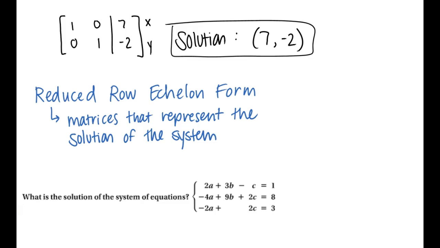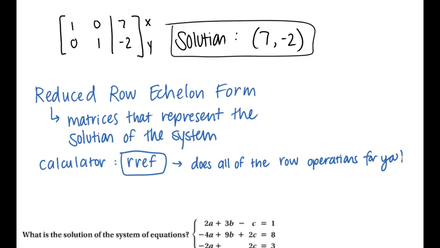This matrix that we ended up with in the last example is in the form that we call reduced row echelon form. That's because it represents the solution of the system, where we have 1s on the diagonal and 0s everywhere else. This reduced row echelon form actually makes it really easy to solve matrices that are bigger than a 2×3.